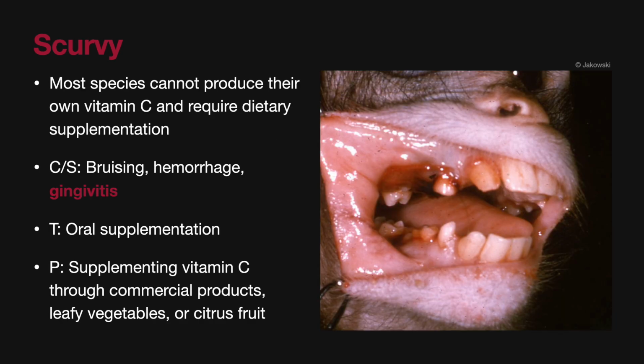Most non-human primate species cannot produce their own vitamin C and thus require dietary supplementation. Clinical signs of deficiency include bruising, hemorrhage, and gingivitis. Treatment involves oral supplementation, while including commercial vitamin C products, leafy vegetables, or citrus fruit in the diet are good preventative measures for preventing scurvy.